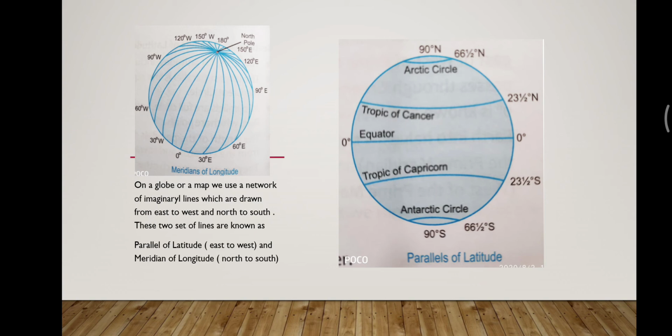There is a distinct relationship between the latitudes and the climate of a place. The sun is strongest at the equator. Therefore, places located near the equator are too hot, while those located at the poles have a very cold climate.